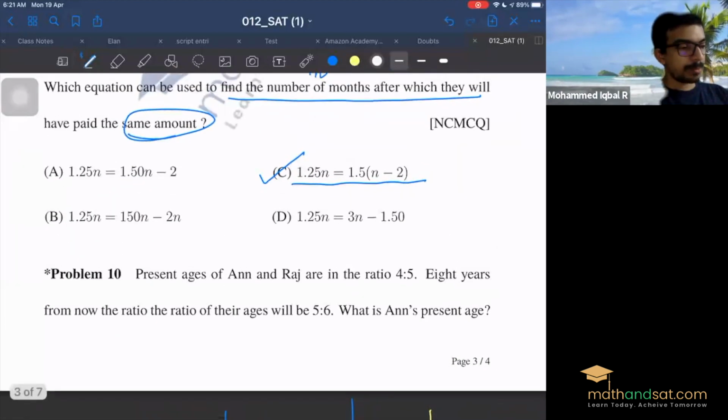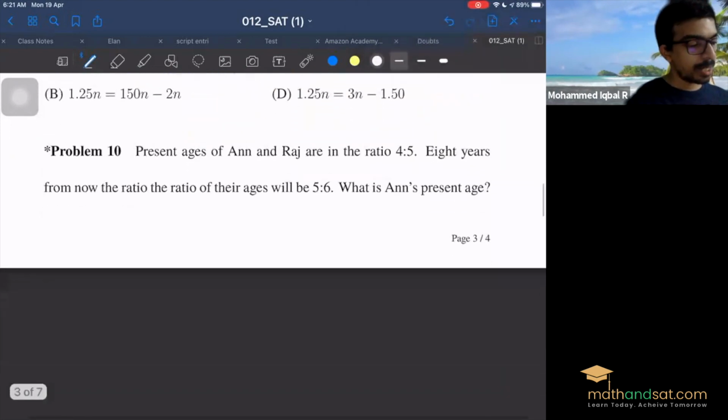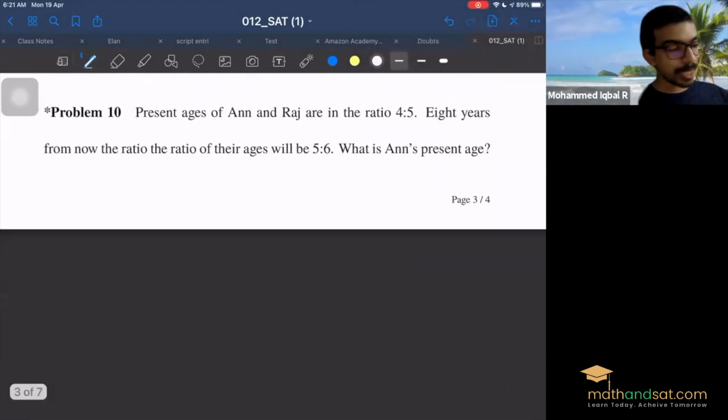Question number 10. The present ages of Anne and Raj are in the ratio 4:5. 8 years from now, the ratio of their ages will be 5:6. What is Anne's present age? Again, that's a typical age-related question.